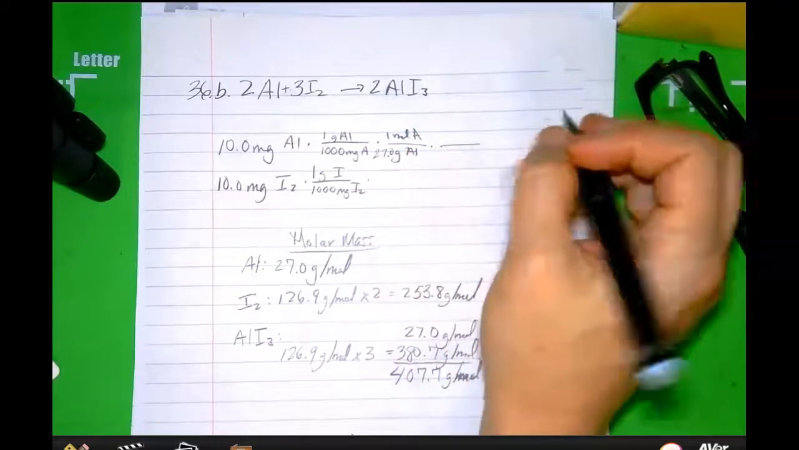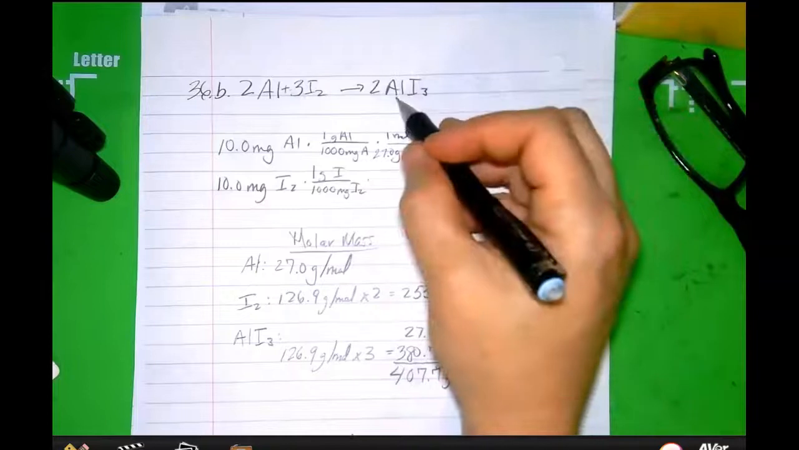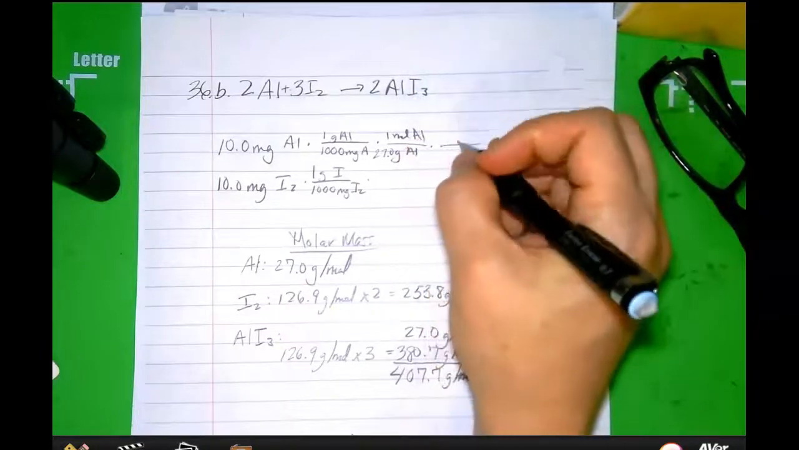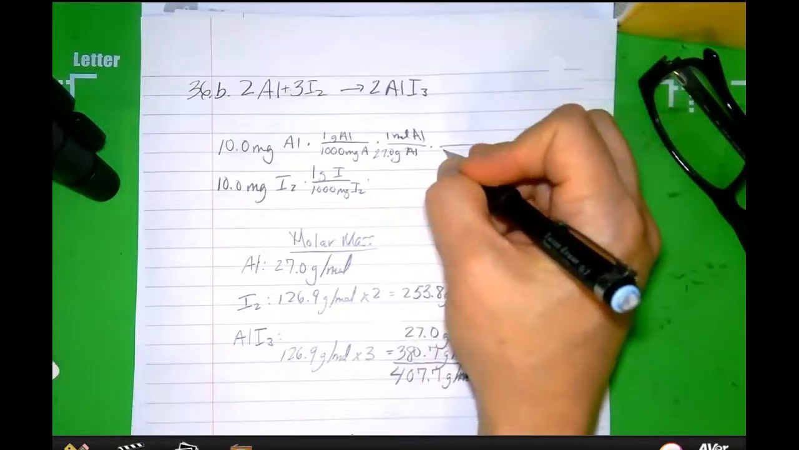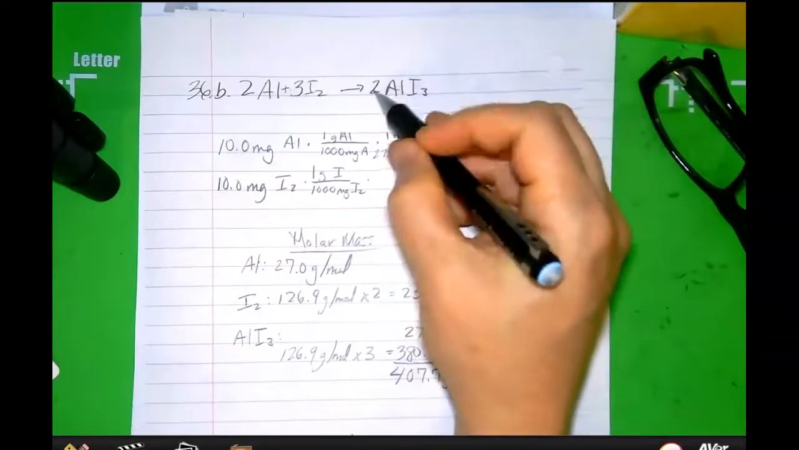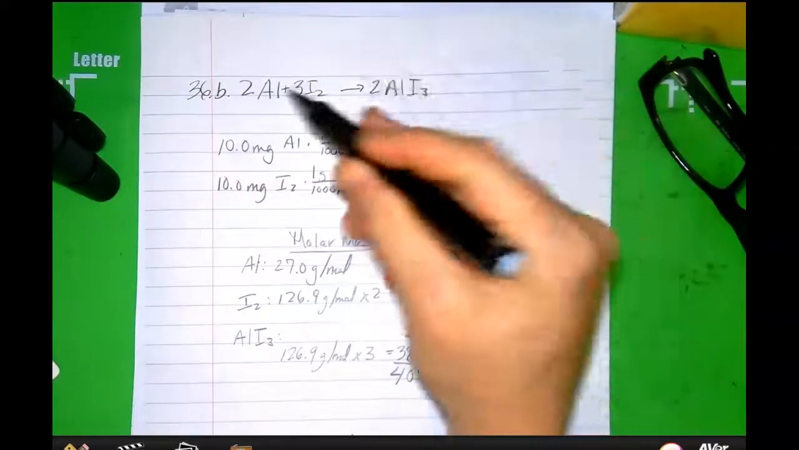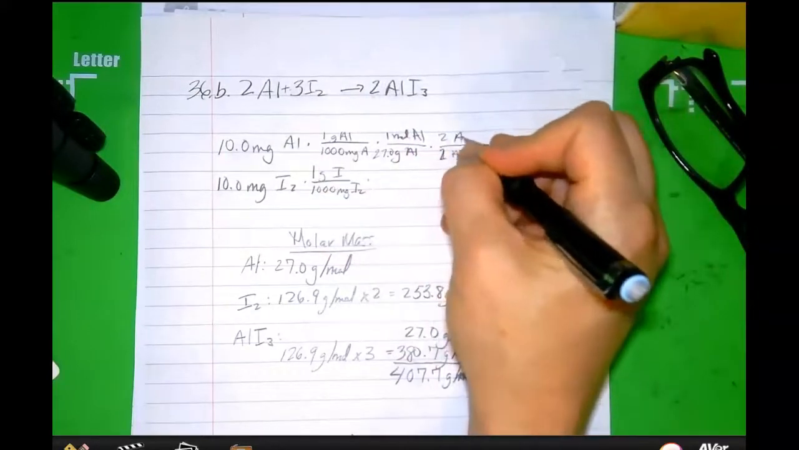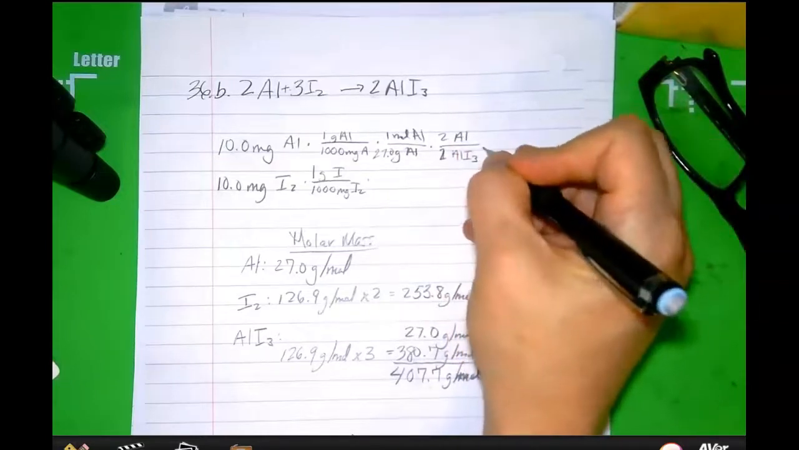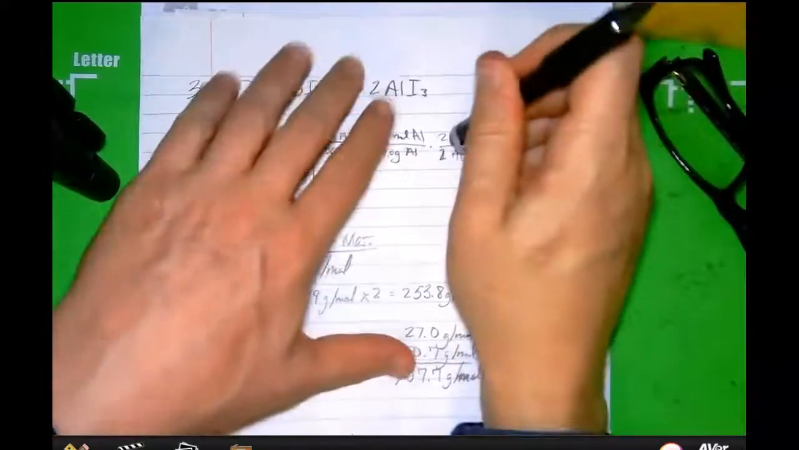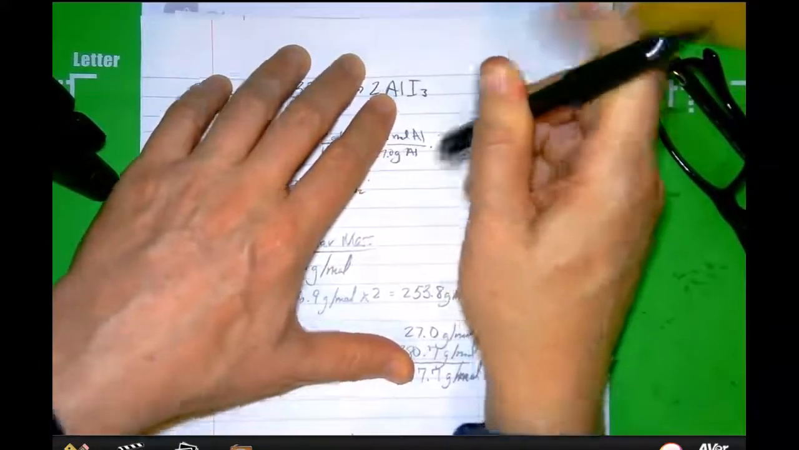Now I'm going to convert to our product, to our unknown, which is aluminum iodide. There's 2 moles of aluminum iodide for every 2 moles of aluminum, which is easy on this one. We're going to cancel those out. And now we're going to convert. I didn't put moles in, did I?